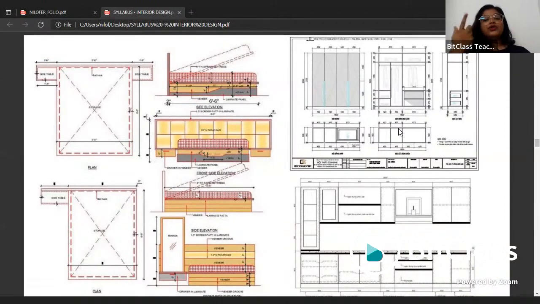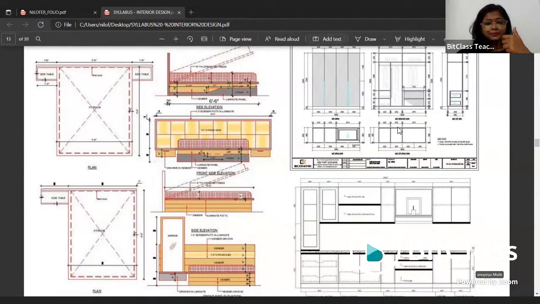You don't have to worry about doing all these by yourself. If you're from a design background, obviously you might know some software for doing the drafting and everything. Otherwise, if you're going to start a business, you can easily hire draftsmen who can get the work done for you. Okay, you just have to be clear with these things, the design and everything.